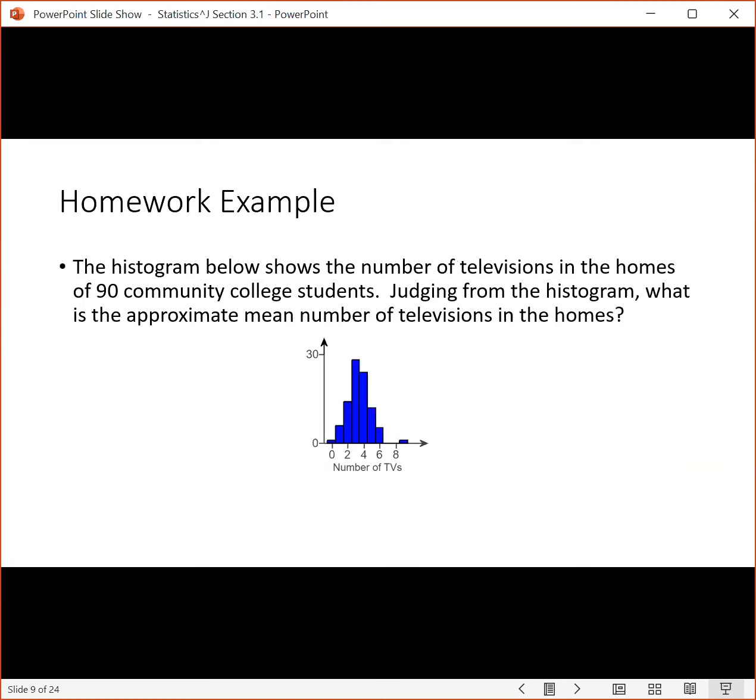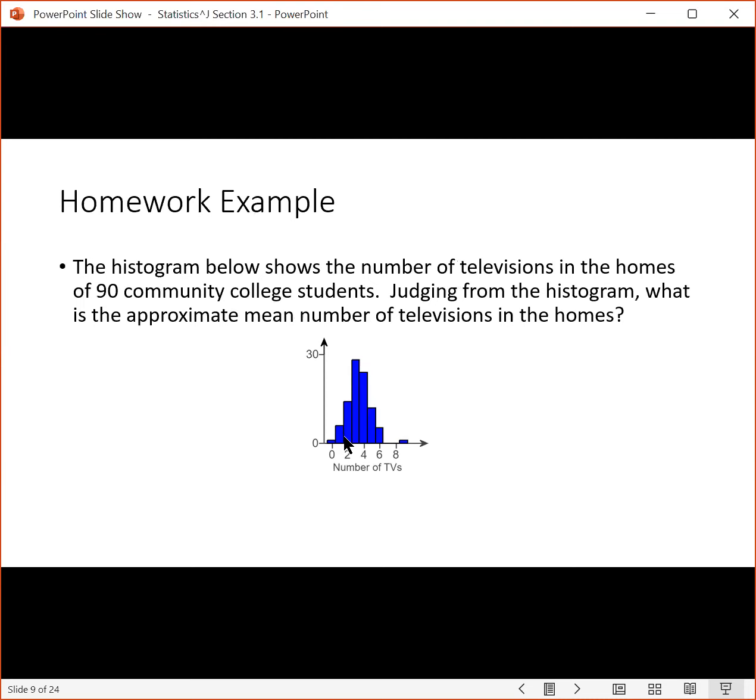Let's look at a homework example. So below we have a homework example. It says the histogram below shows the number of televisions in the homes of 90 community college students. Judging from the histogram, what is the approximate mean number of televisions in the homes? So again, same idea. It wants us to eyeball the distribution here and make an estimate.